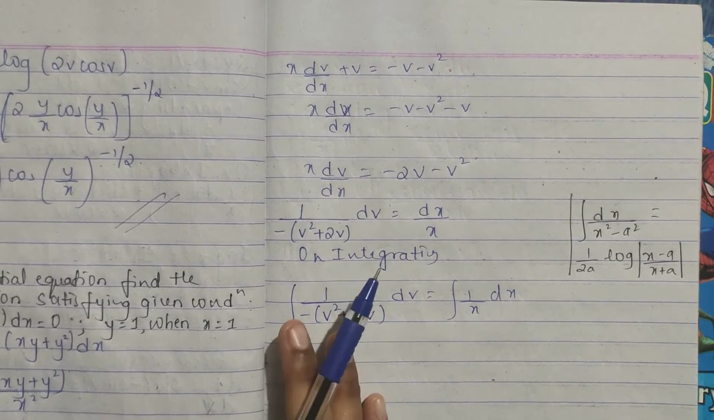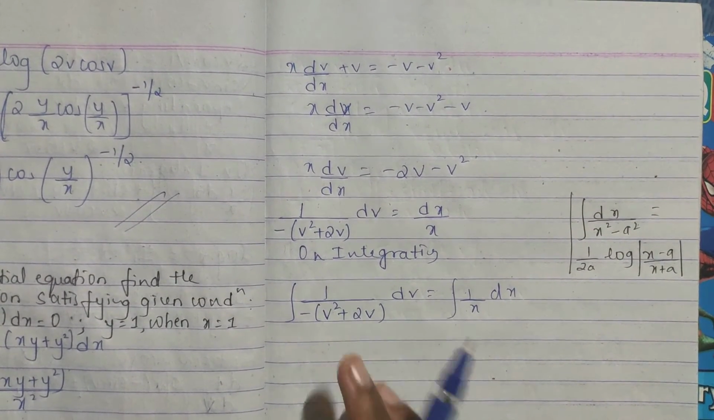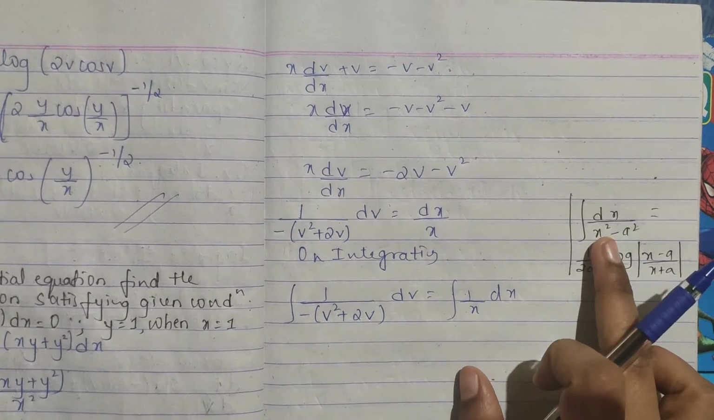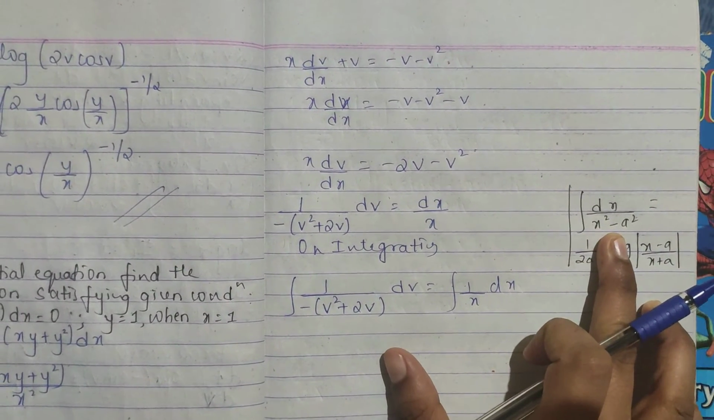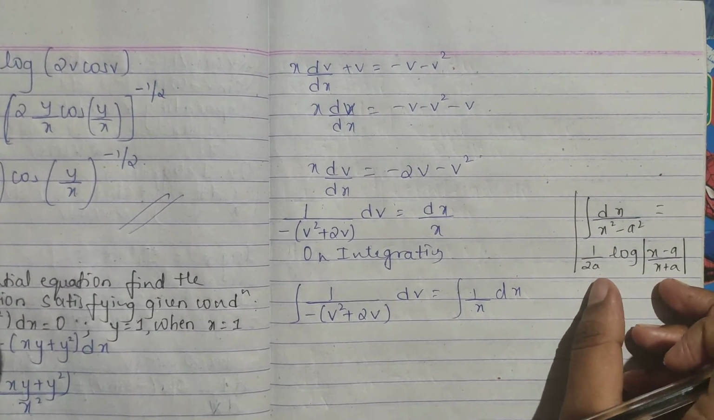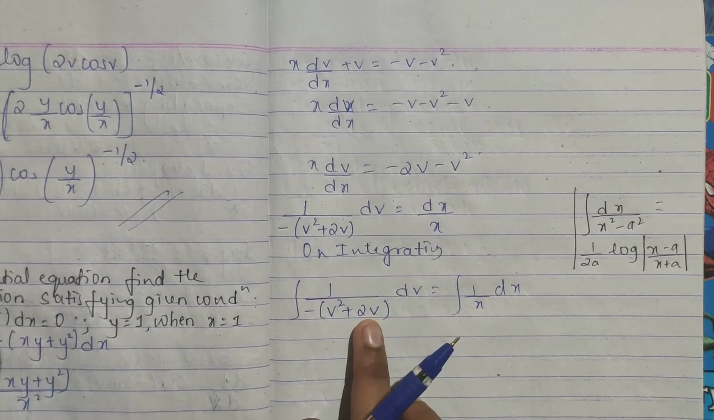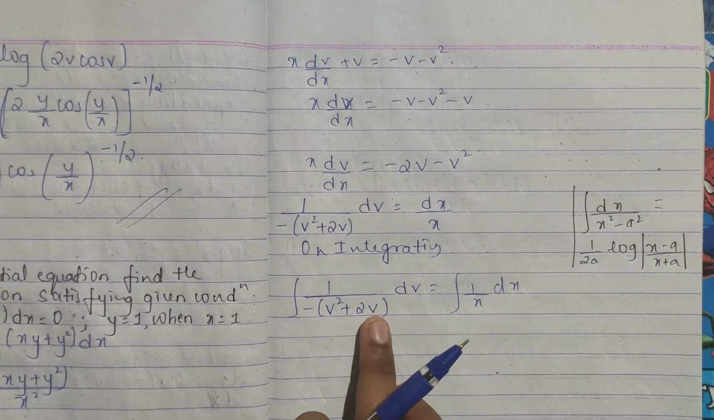So on integrating, see here you have to get it in the form of dx over x square minus a square or x square plus a square. Some formulas are like this. So to get it in that form, what we will do is subtract and add 1, okay.